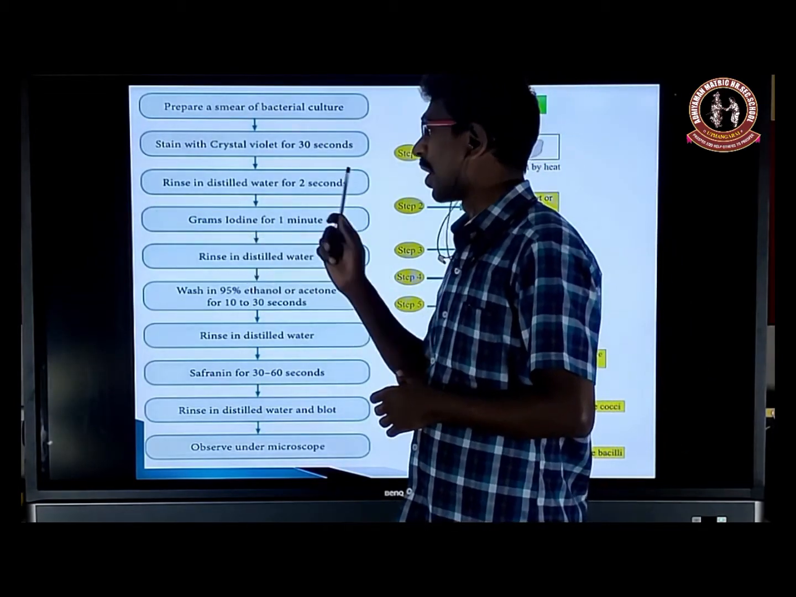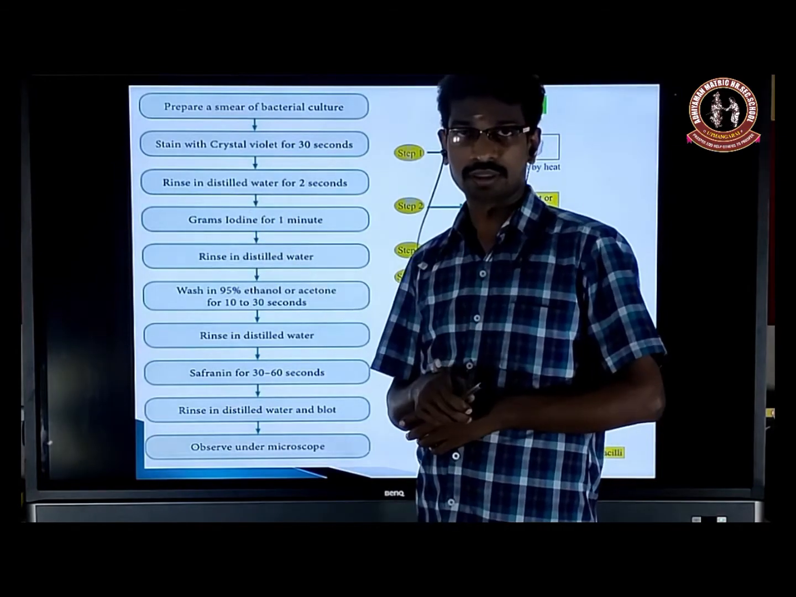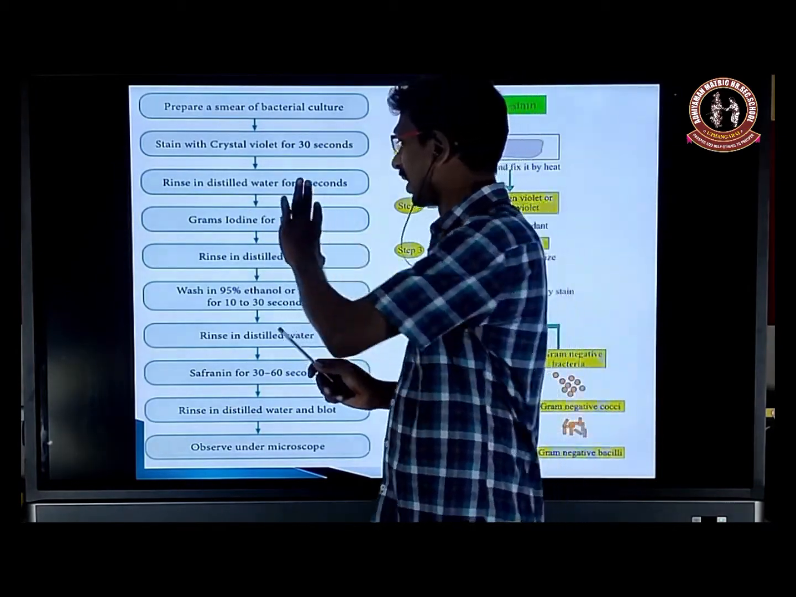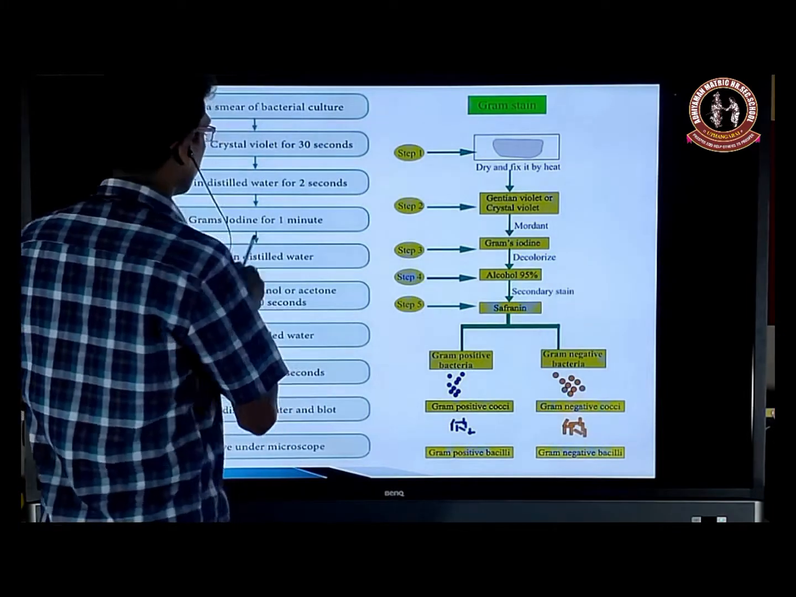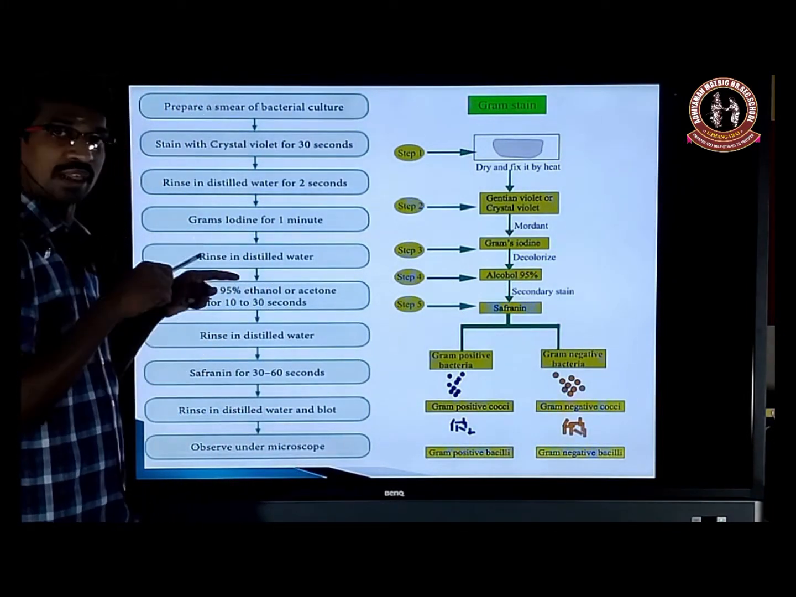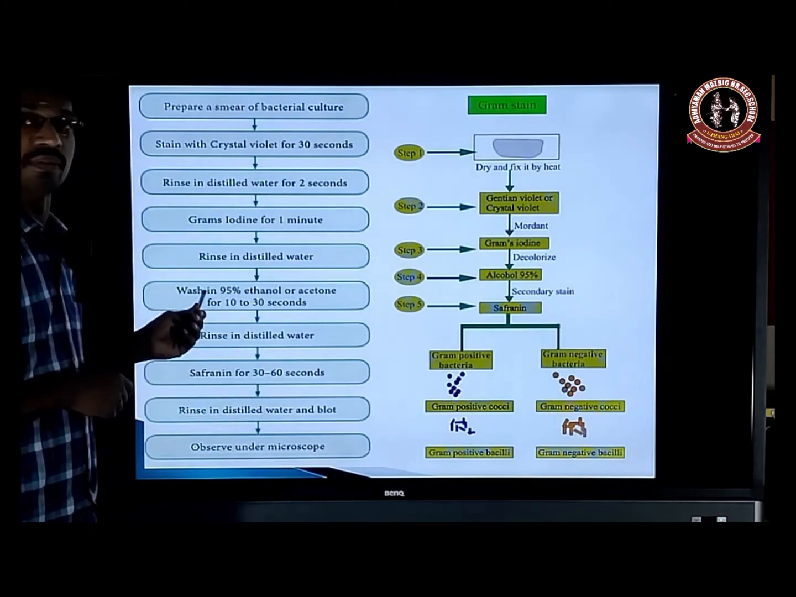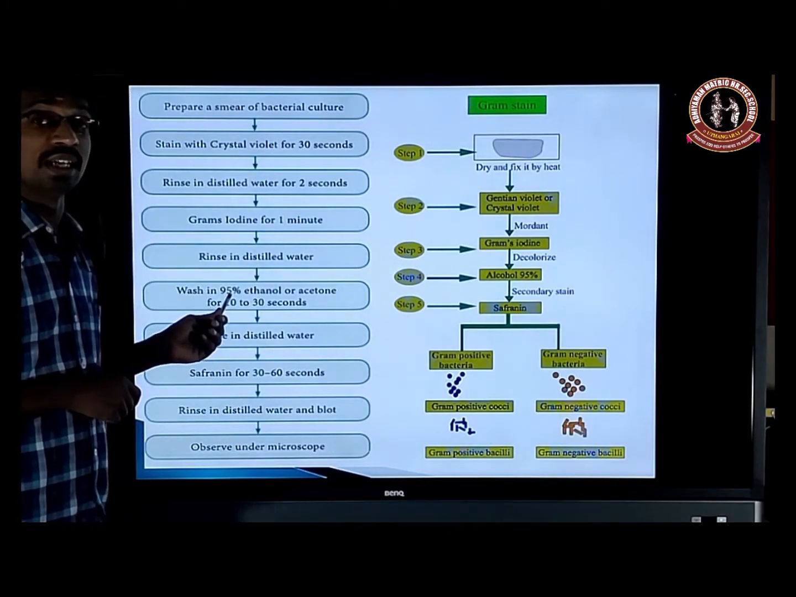And then gram iodine is added for 1 minute. So the crystal violet and the gram iodine are placed for 1 minute. After adding the gram iodine, we rinse the slide with distilled water. And then we use the decolorizing agent.